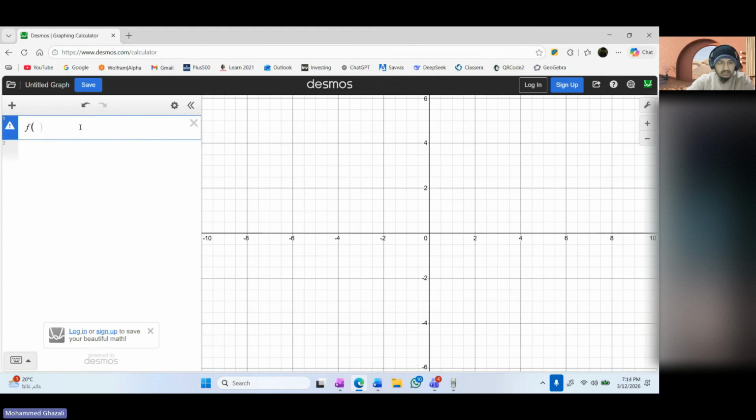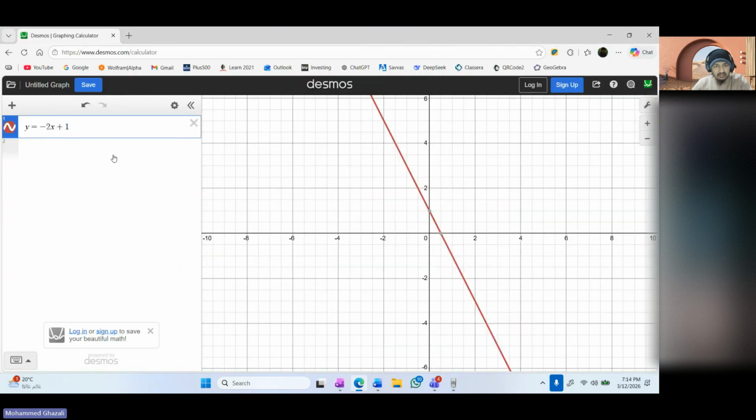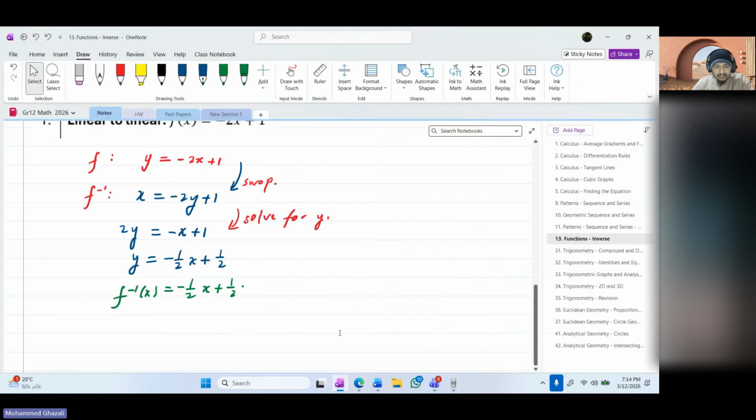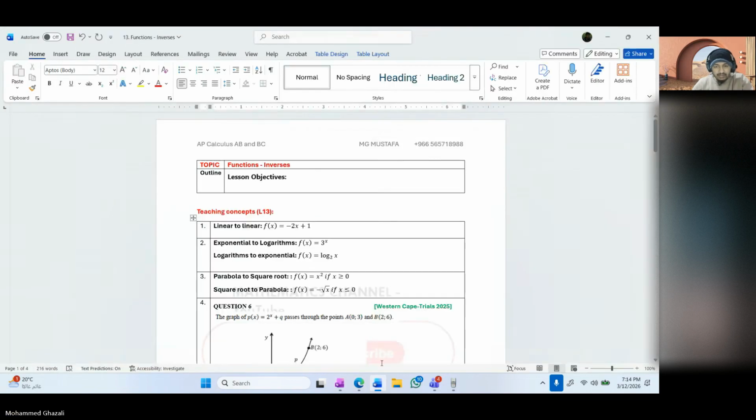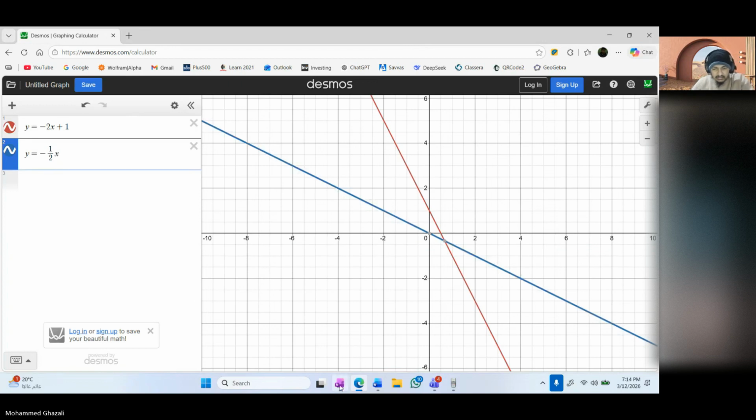So I have a function f of x. Let's say y equals minus 2x plus 1, right? That's what I had. I had y equals minus 2x plus 1. And the next graph, I'm just going to write down, is in the form y equals minus half x plus half.